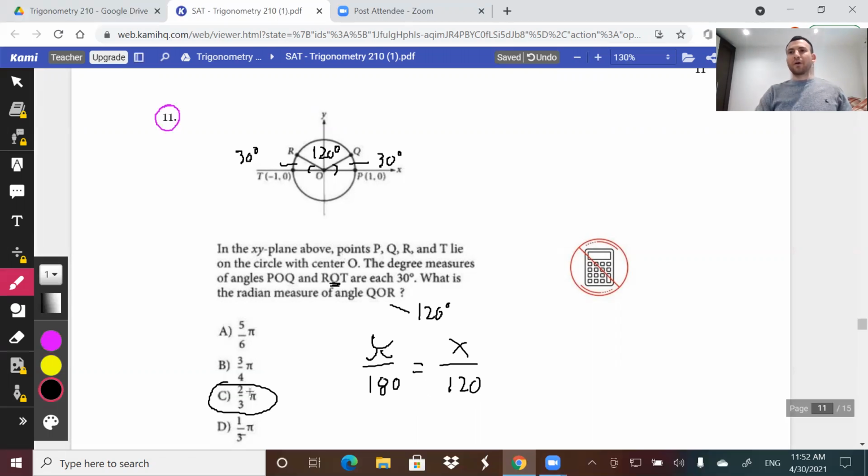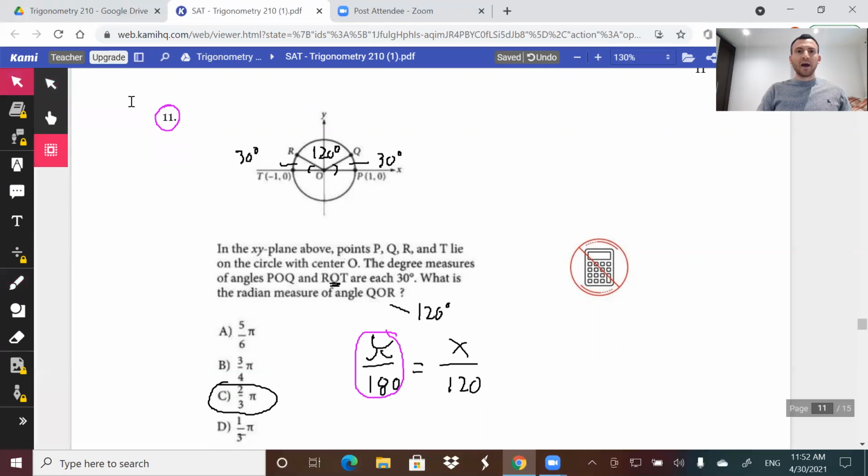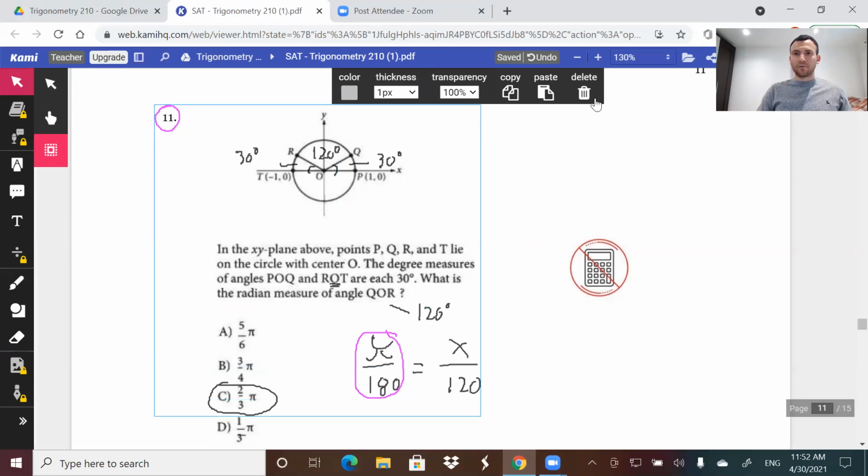So that's all there is to it, converting between radians and degrees. You just need to memorize that. You need to know pi radians is 180 degrees. And obviously, I would work through the problems in this packet if this is a new concept for you.